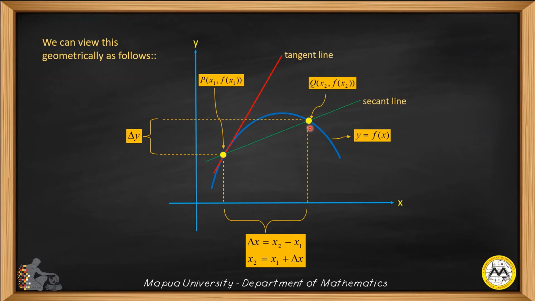Now, if we let delta x approach 0, geometrically that can be done by moving Q to approach P. As you move Q closer and closer to P, the secant line tends to rotate, and the limiting position of the secant line would be the tangent line. So the limit of delta y divided by delta x as delta x approaches 0, or the limit of the slope of the secant line as delta x approaches 0, would be the slope of the tangent line.